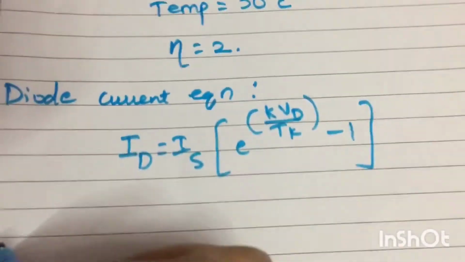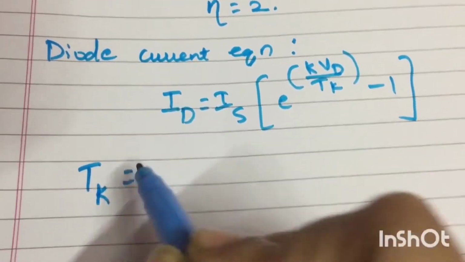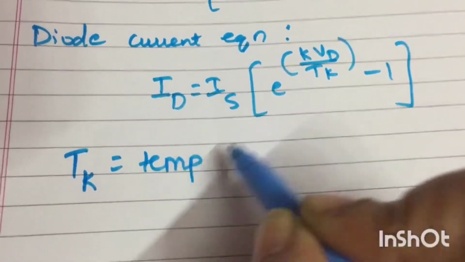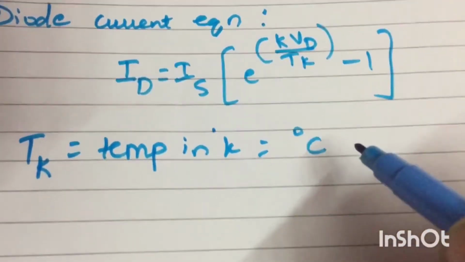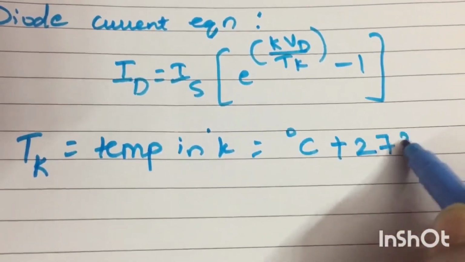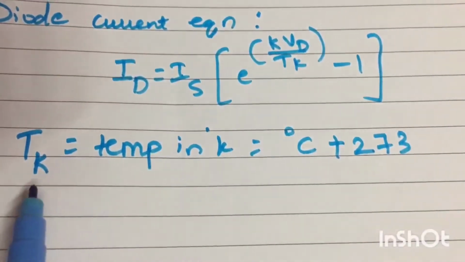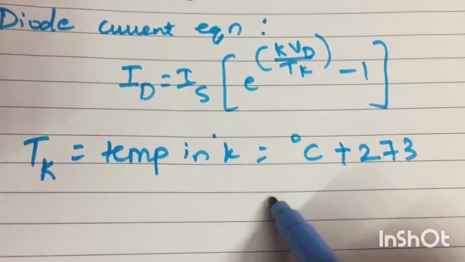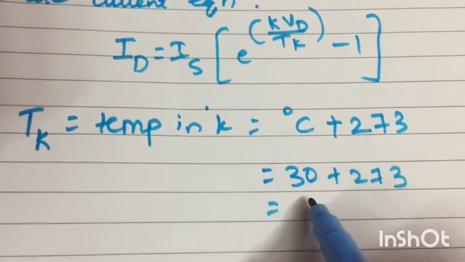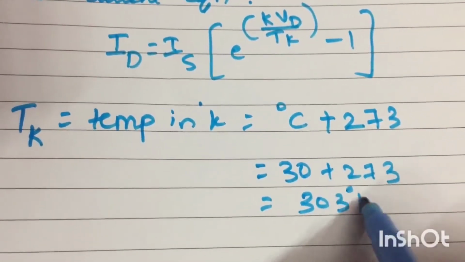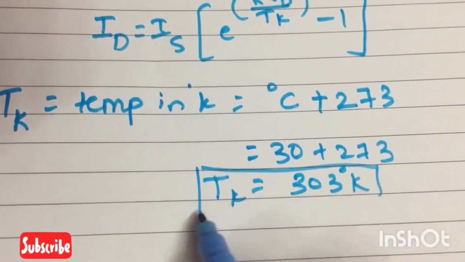Okay. So now the temperature has to be converted into Kelvin. Tk is nothing but temperature in Kelvin. If centigrade is given, you should add 273. Any temperature in centigrade will be added with 273, then you will get Kelvin temperature. So that is 30 plus 273, that becomes 303 Kelvin. So we have temperature Tk as 303 Kelvin.